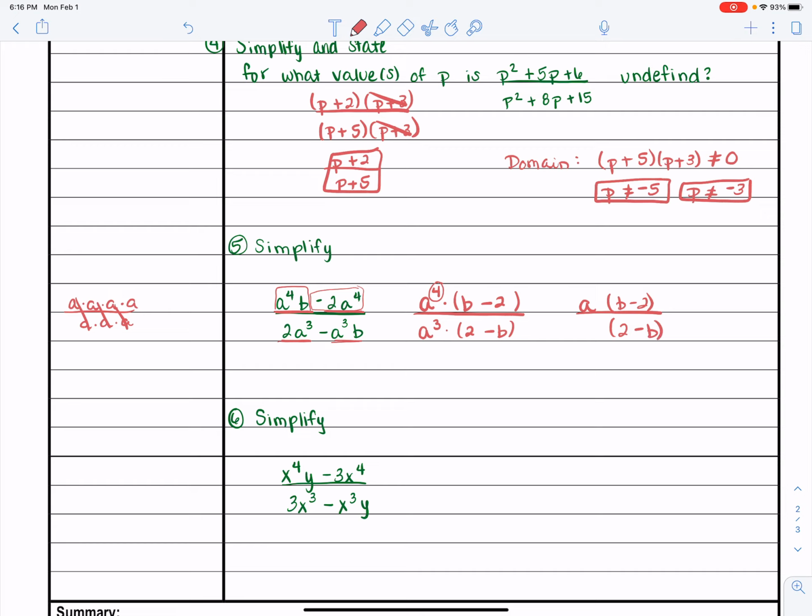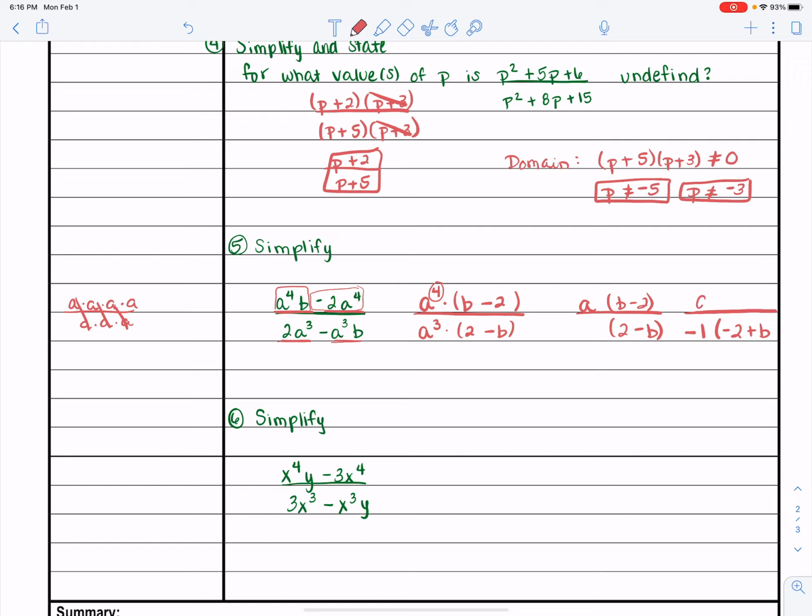Now, here's something kind of weird, and it has to do with negative 1. So if you look at what we have left over, we have b minus 2. So it's a positive b and a negative 2. But then underneath that, I have a positive 2 and a negative b. So I have the exact same binomial. It just has different signs. Well, if I factored a negative 1 out of one of them, so 2 divided by negative 1 is negative 2, and negative b divided by negative 1 is a positive b.